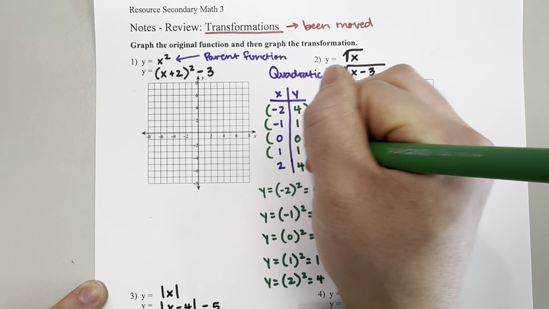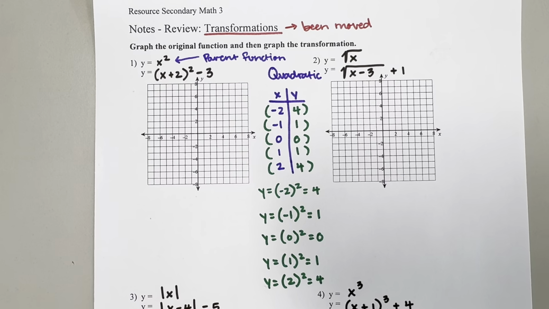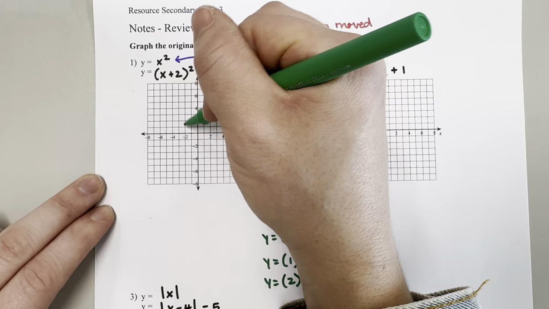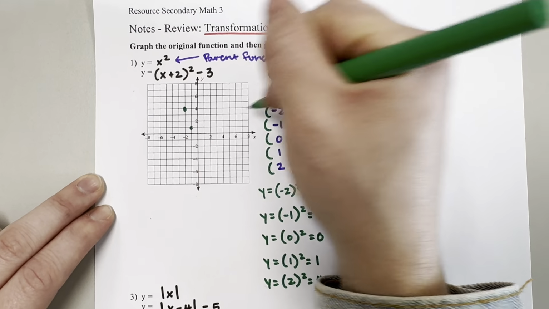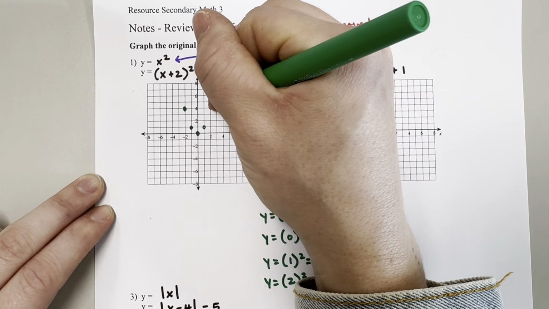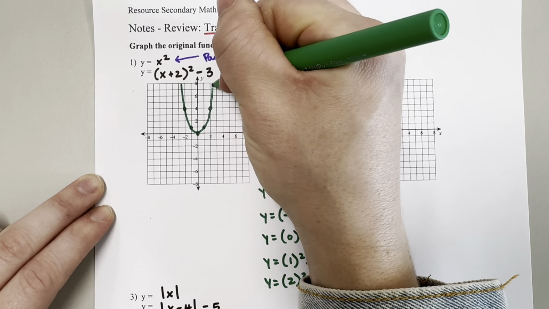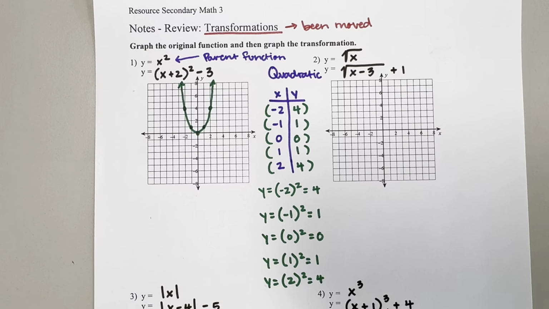Remember, coordinate points are always listed in parentheses, x comma y. So let's go ahead and graph this guy. First coordinate point, -2, +4, right there. -1, +1, 0, 0, 1, 1, 2, 4. Alrighty, so there's our quadratic. So there's our original parent function.